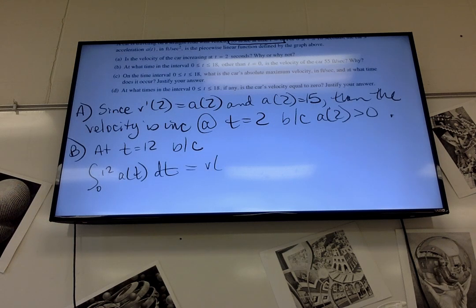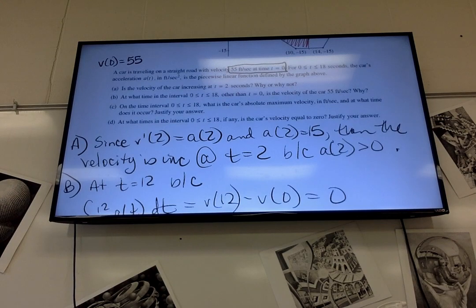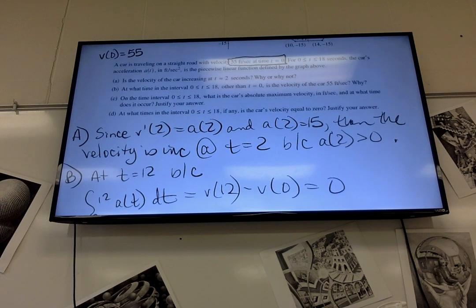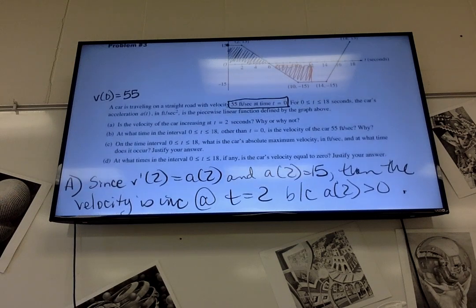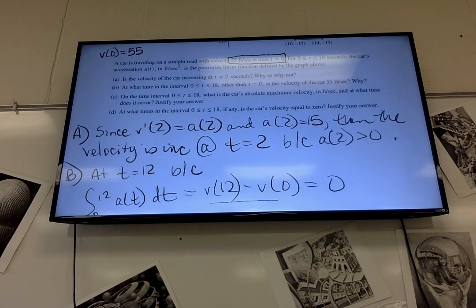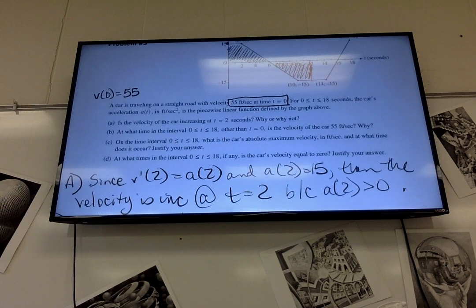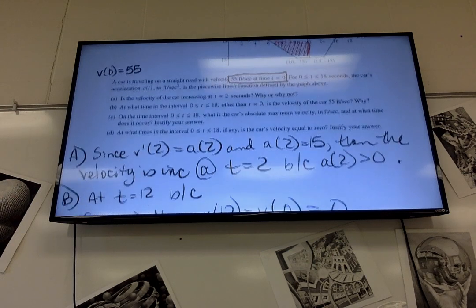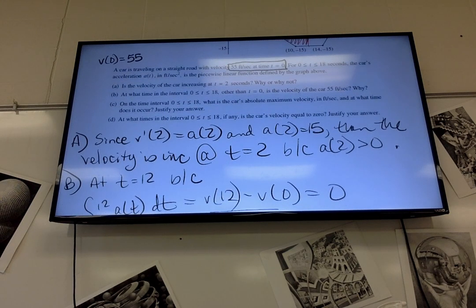Yes, it's v of 12 minus v of 0, which is indeed 0. So I said v of 12 minus v of 0. You didn't have to put the dt in. But you can see that those two are the same, so that's why it's 0. Or if you wrote it out in word form, the area under the curve from 0 to 6 is the same as the area from 6 to 12. One's positive, one's negative, it's 0. You could always do it that way too. It's just that this is the shortest, most concise way.